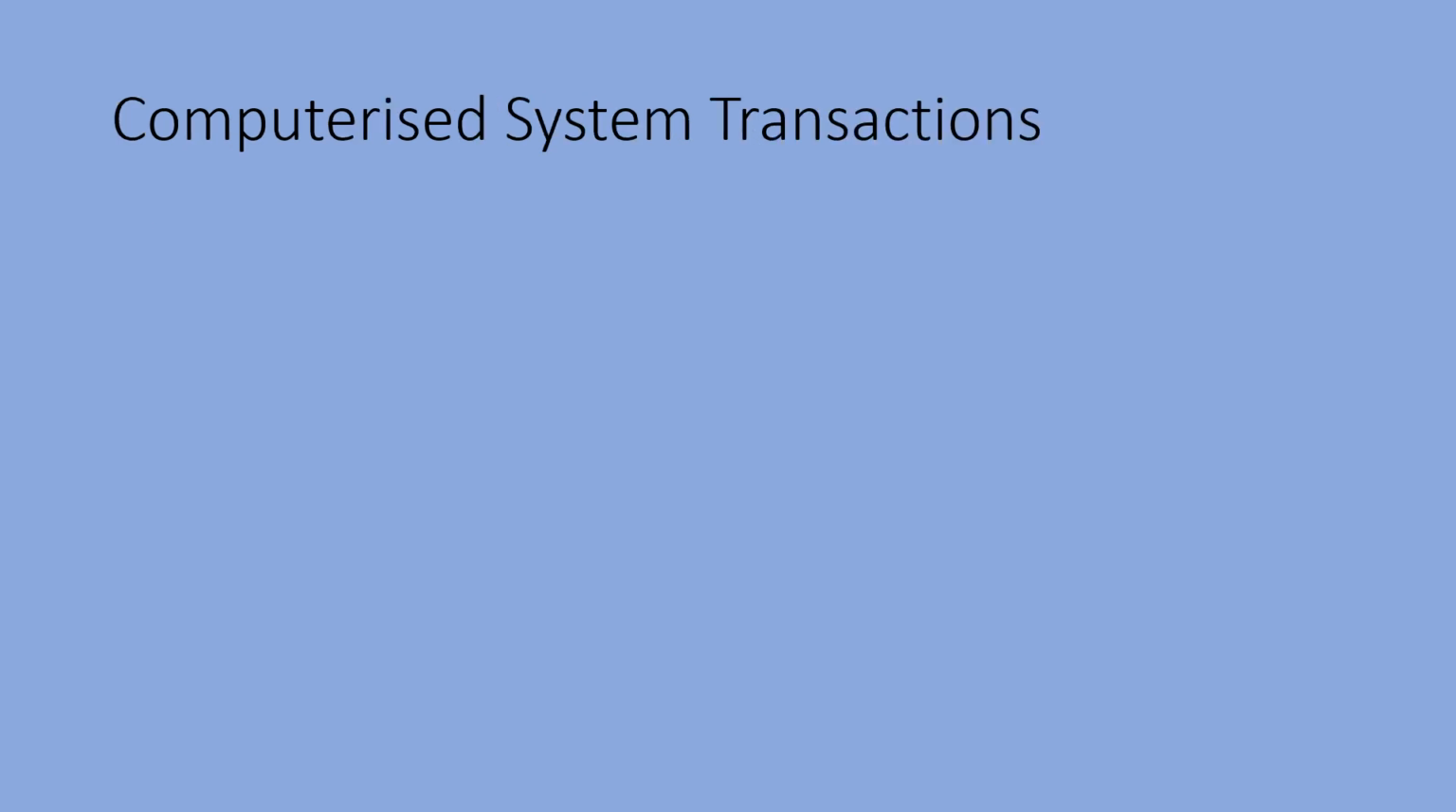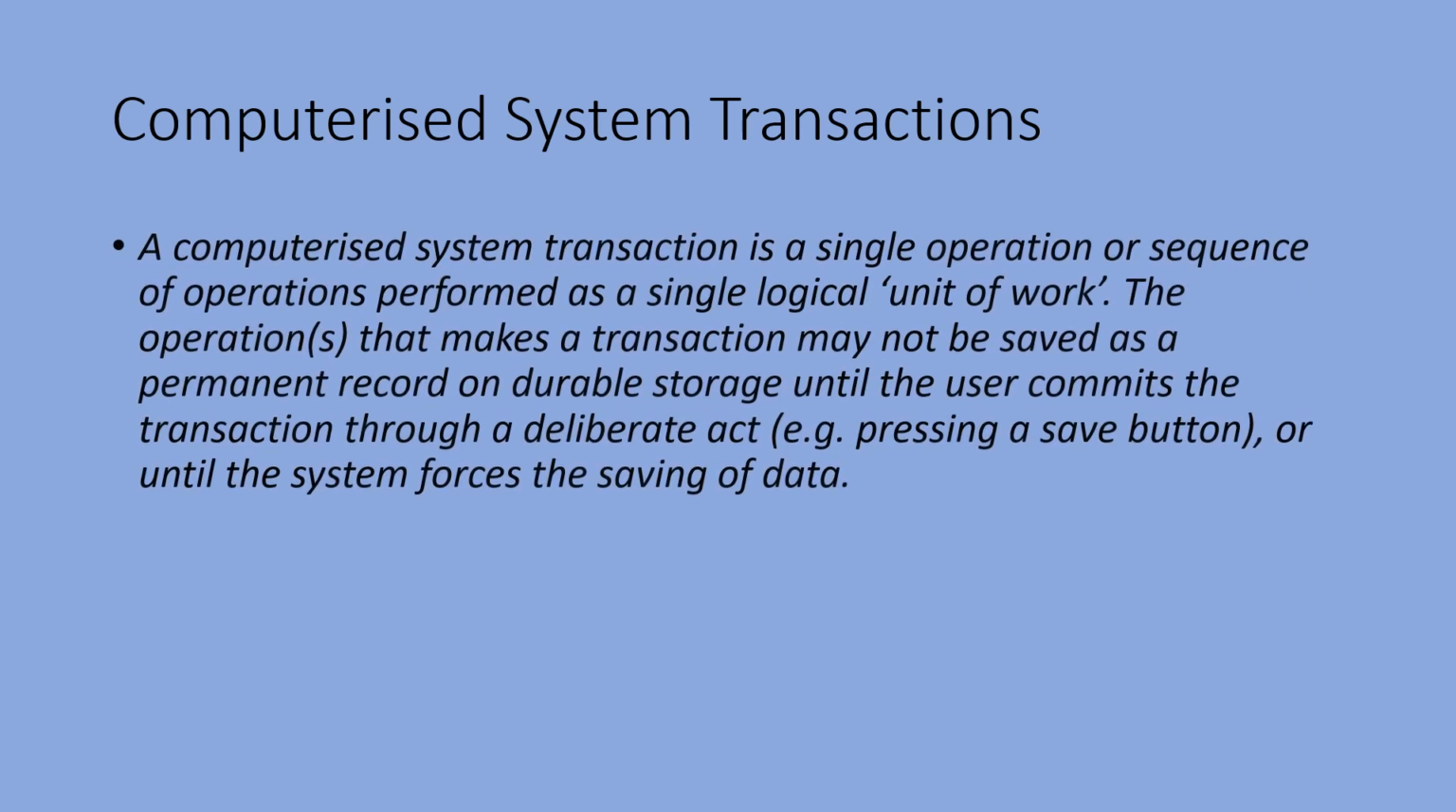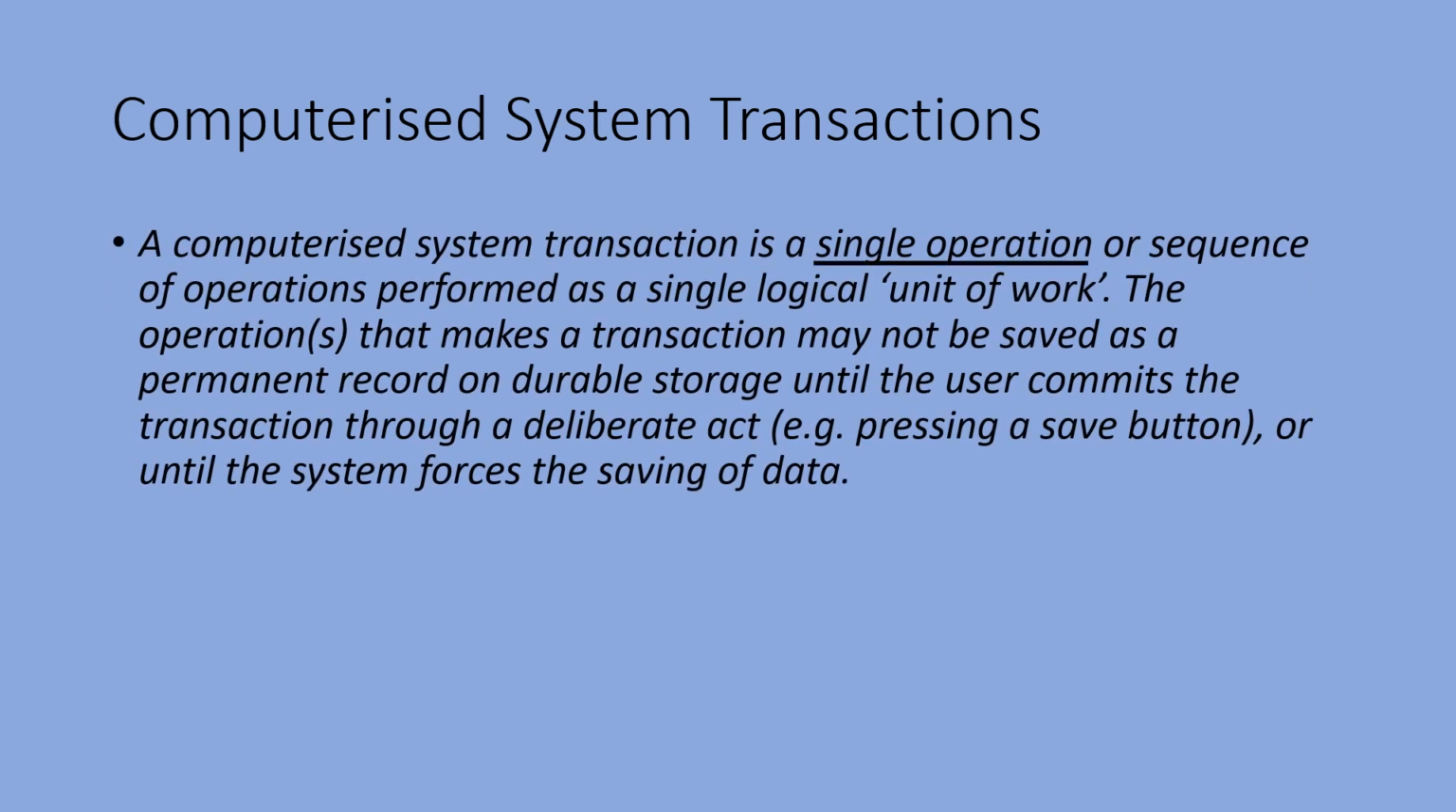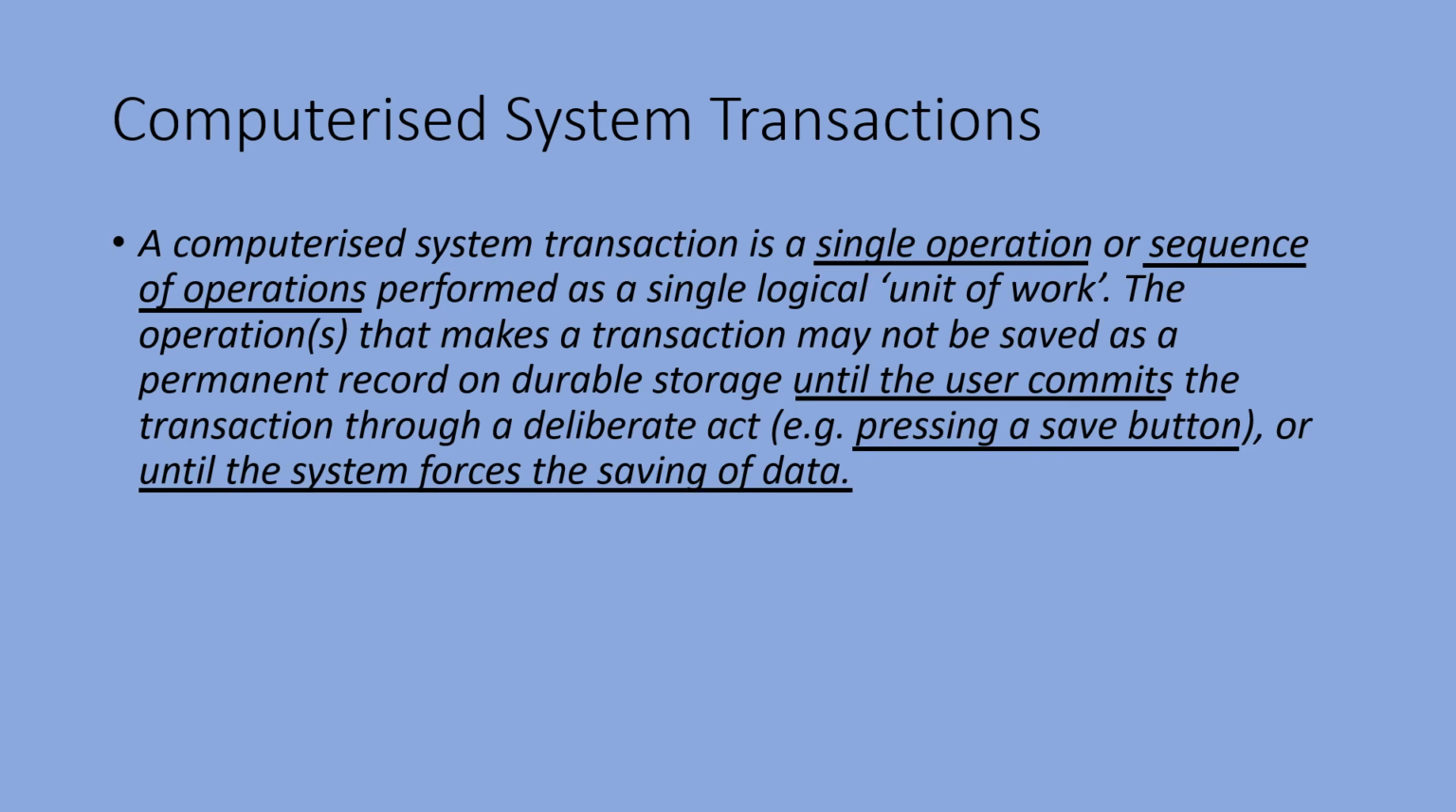Let us understand the importance of computerized system transactions. A computerized system transaction is a single operation or sequence of operations performed as a single logical unit of work. The operations that make a transaction may not be saved as a permanent record on durable storage until the user commits the transaction through a deliberate act, for example, pressing a save button, or until the system forces the saving of data.